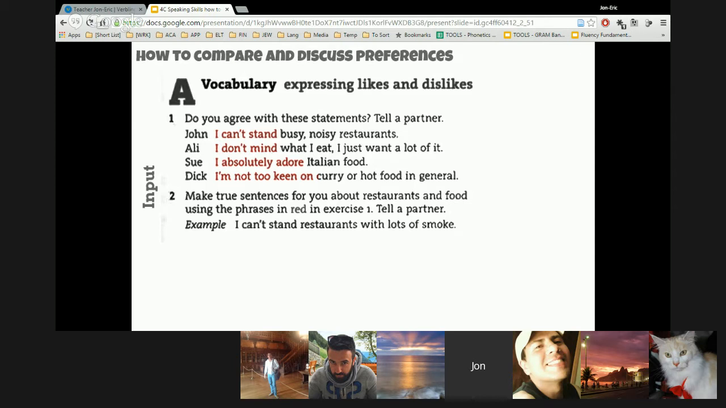I don't mind what I eat. I just want a lot of it. Agree or disagree? I disagree. Yeah, I disagree. I don't like this kind of all-you-can-eat restaurants like Chinese or mainly Chinese. No, that they offer all-you-can-eat. Like a buffet style restaurant.